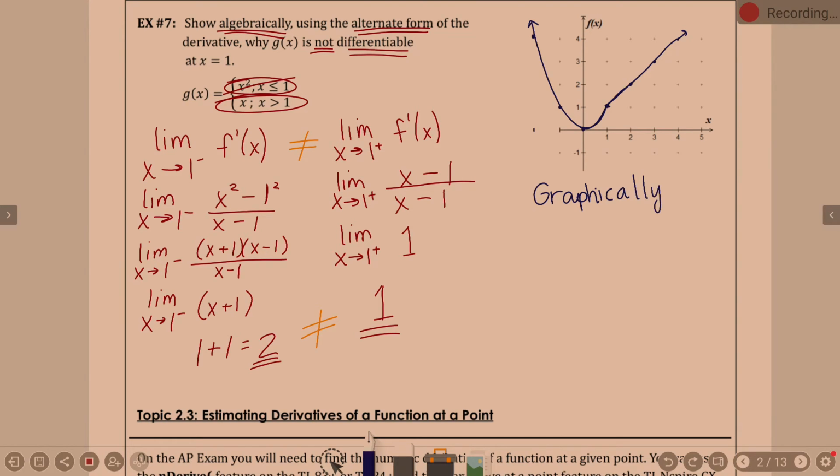But, so, graphically, there is a cusp at x equals 1. So I know it asks us for algebraically, but I'm also trying to make all the connections here. Okay.